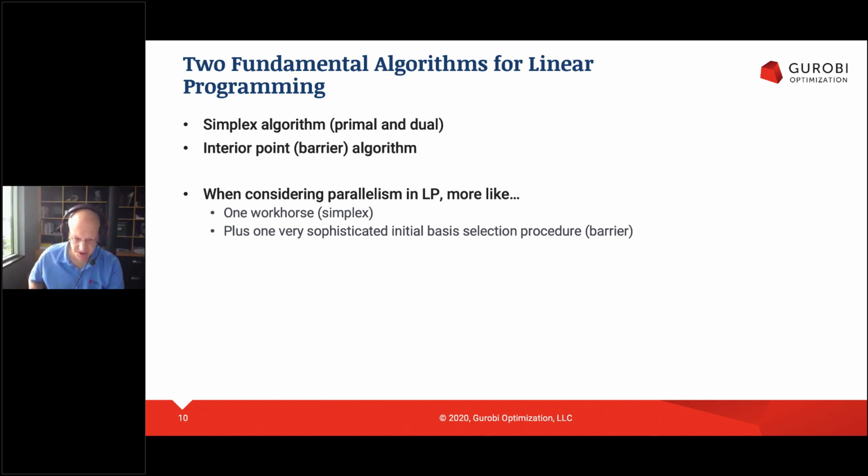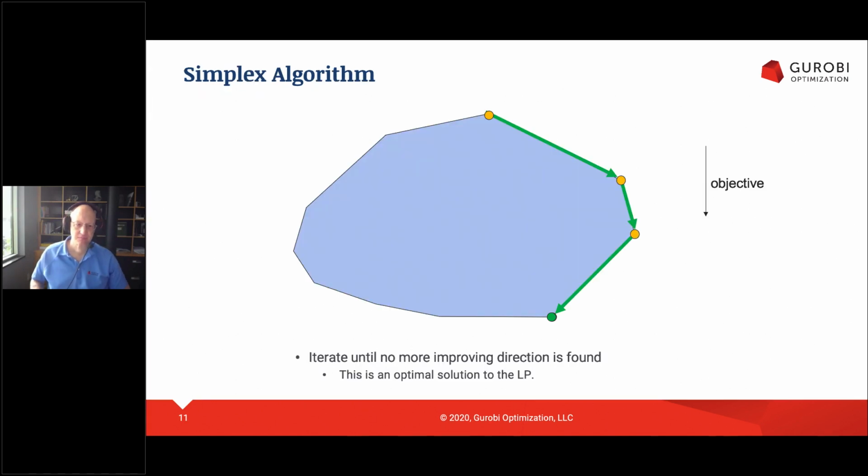When it comes to considering parallelism, it turns out that there's really more like one algorithm that's important. Simplex is the workhorse. And then barrier, for the purposes of parallelism, is really more like a very sophisticated procedure for computing an initial basis for simplex. I will come back to that point, so I'll just leave that there for now. So I'm actually now going to talk a bit about simplex.